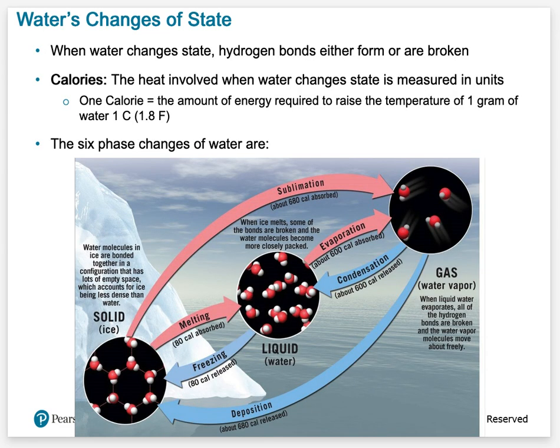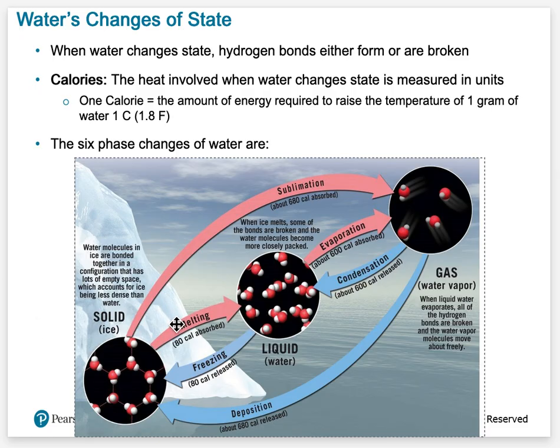So this diagram here is showing us the phase changes of water and the calories, whether it's absorbed or released. Calories is the heat involved when water changes state, and it's measured in units. So 1 calorie is the amount of energy required to raise the temperature of 1 gram of water by 1 degree Celsius, or 1.8 degrees Fahrenheit. As we look at this diagram, it's stating here that when water changes state, hydrogen bonds either form or are broken.